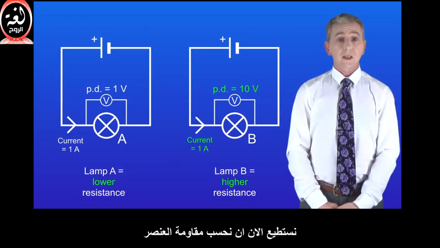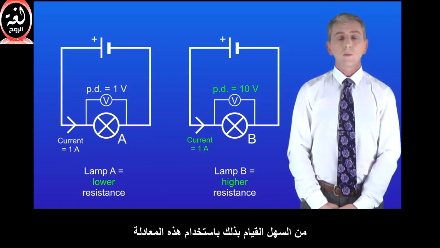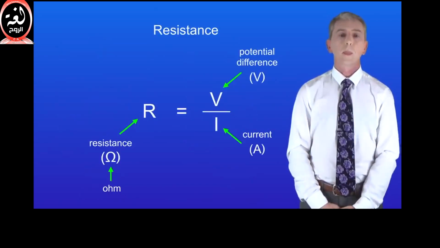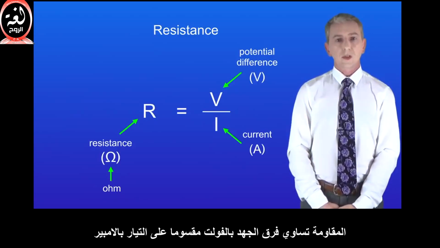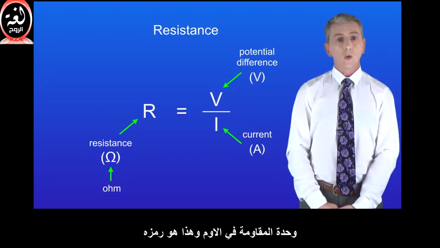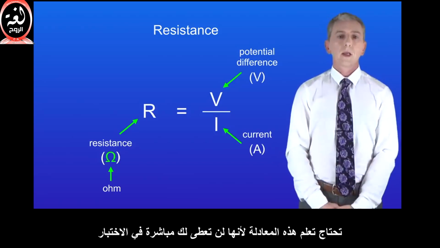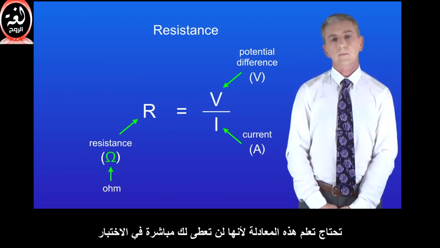Now you could be asked to calculate the resistance of a component. It's easy to do this, we simply use this equation. The resistance equals the potential difference in volts divided by the current in amperes. The unit for resistance is the ohm, and you could be asked that. Here's the symbol for the ohm.